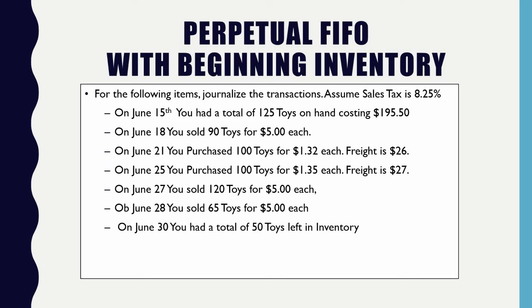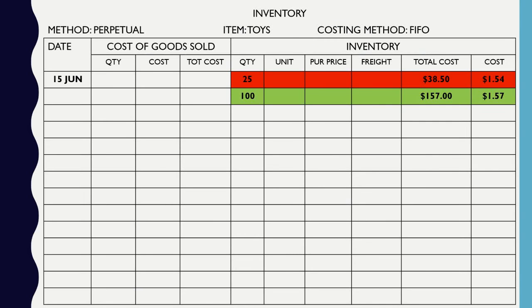Okay? So the next scenario here is that on June 18, you sold an additional 90 toys for $5 each. So again, we sold a total of 90. Because we sold a total of 90, we only have 25 in our red and we have 100 in our green. Because we're doing FIFO, red came first, so we're going to get rid of the red batch, and we're going to be dipping in 65 items in my green batch. All right? And of course, we place in the number that we grabbed from here, which is going to give us a grand total of $38.50, so you don't need to do a real calculation there.